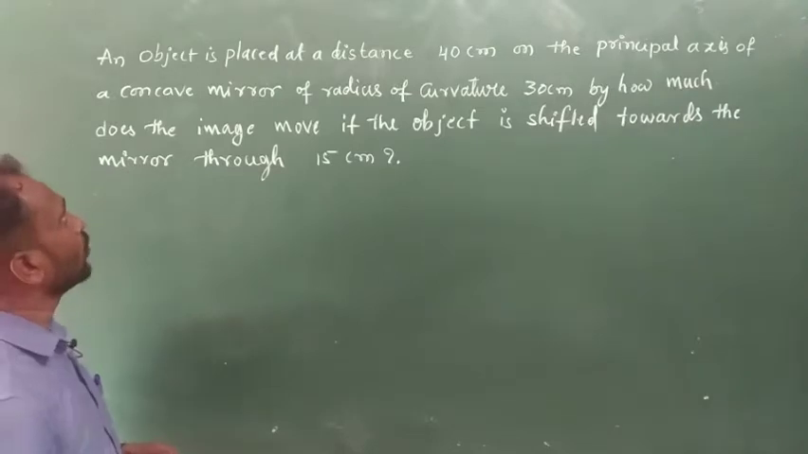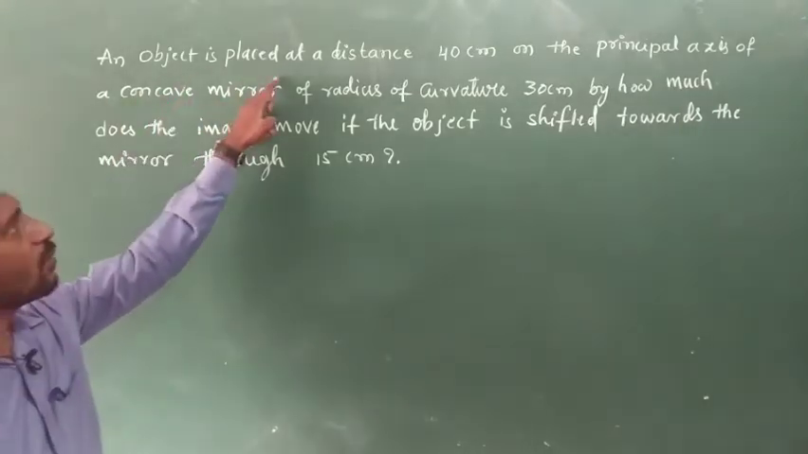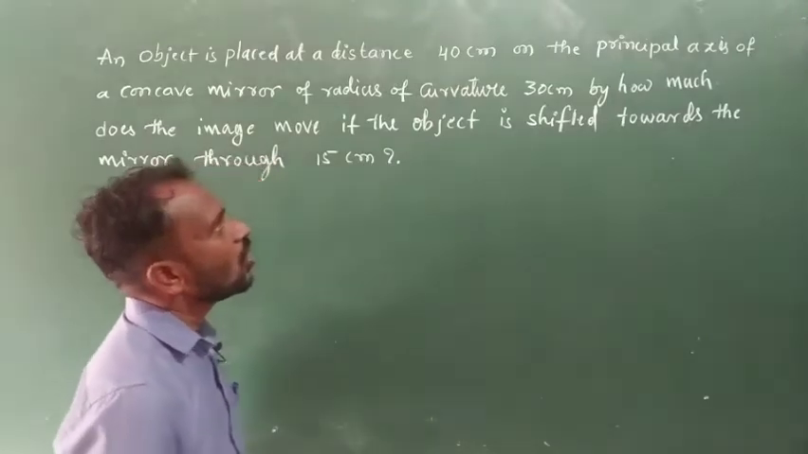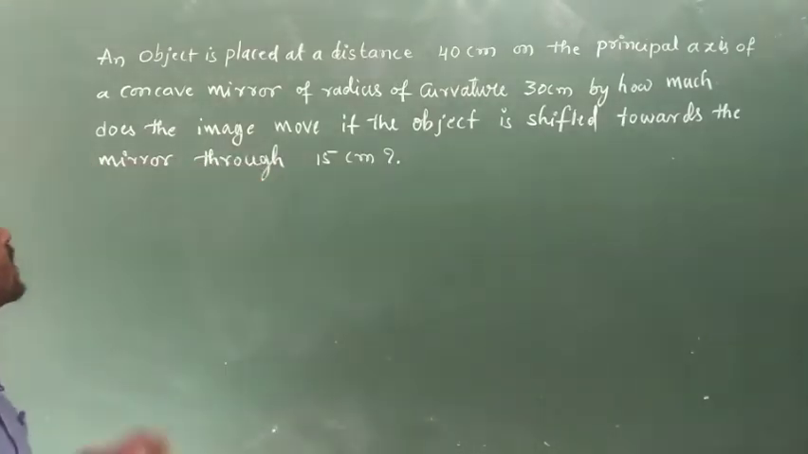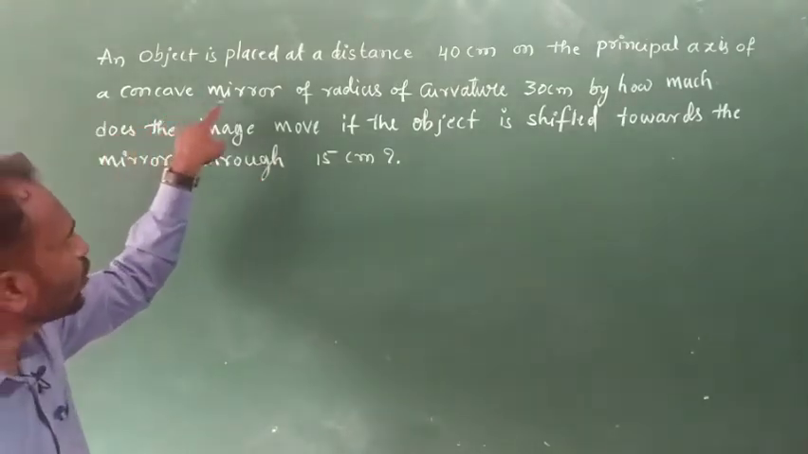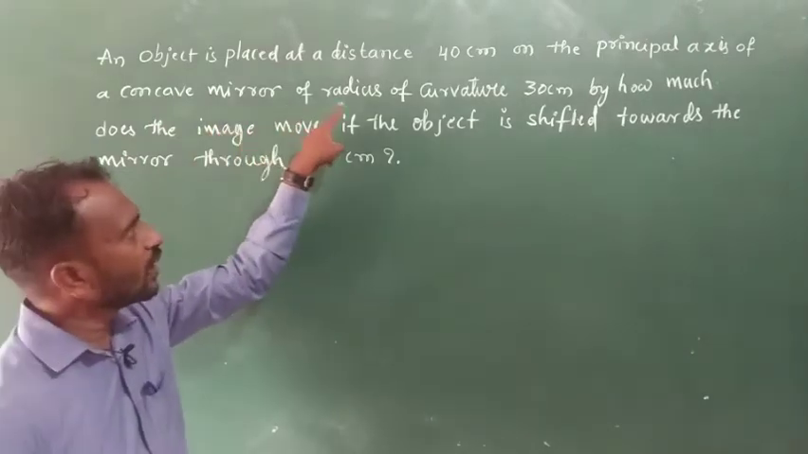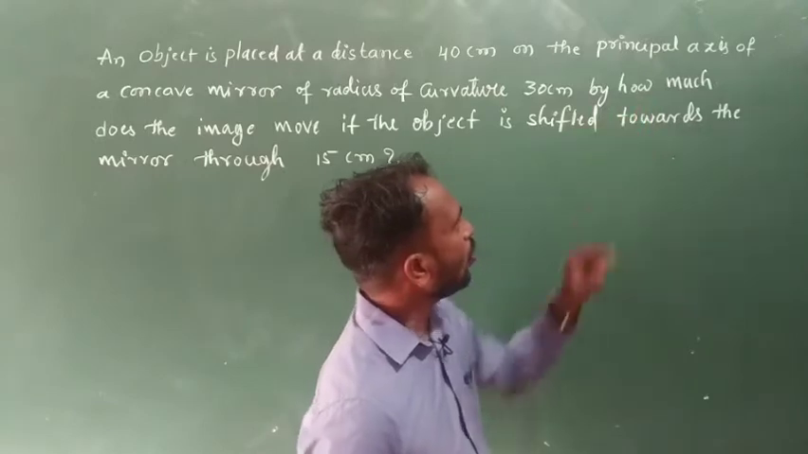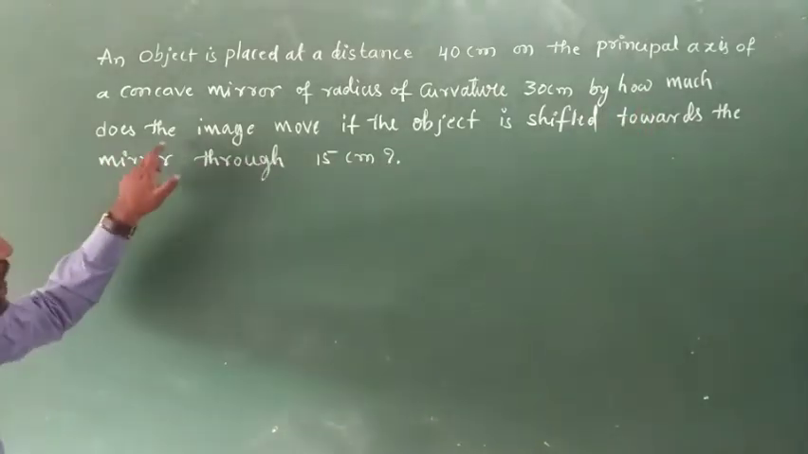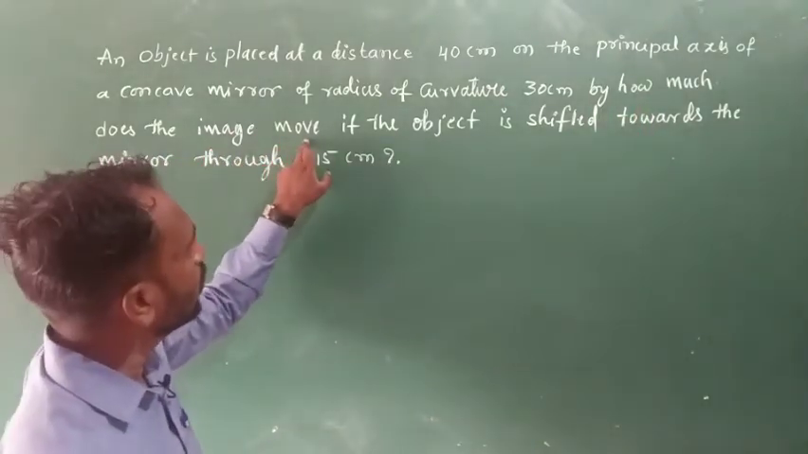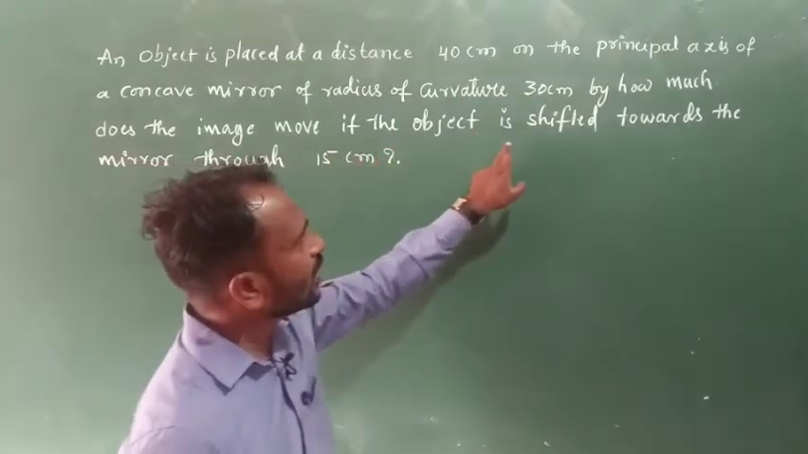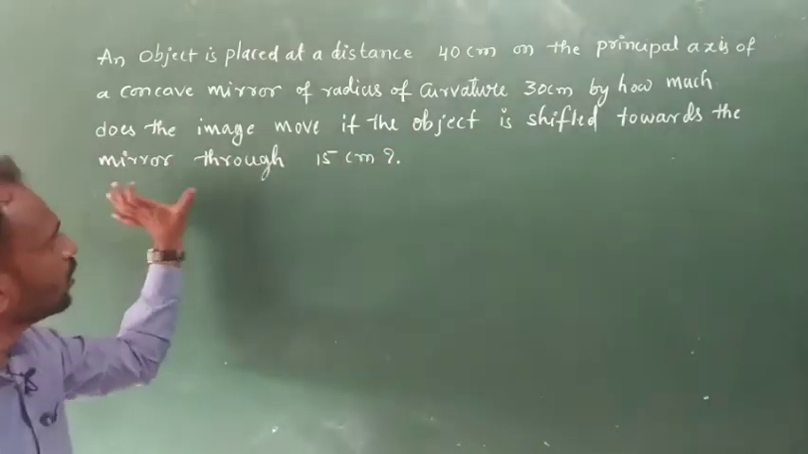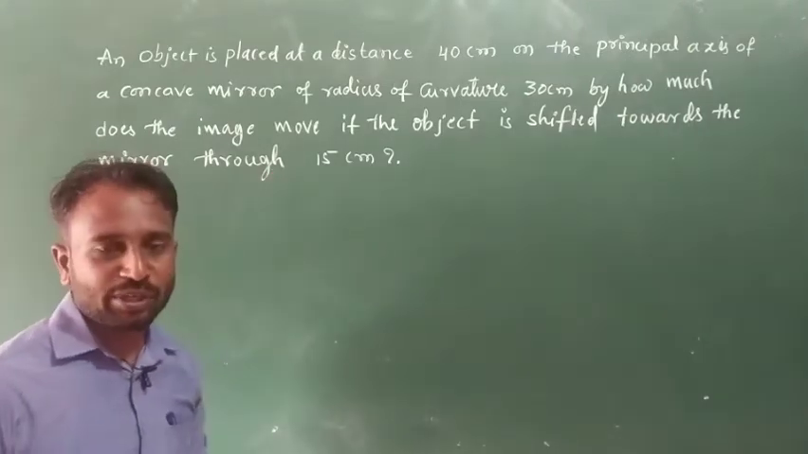The first problem: an object is placed at a distance of 40 centimeter on the principal axis of a concave mirror of radius of curvature 30 centimeter. By how much does the image move if the object is shifted towards the mirror through 15 centimeter?